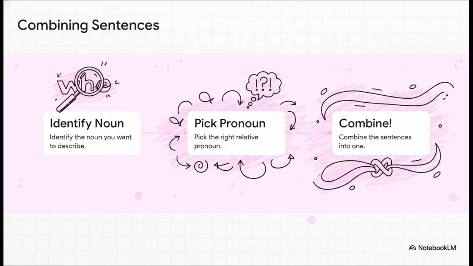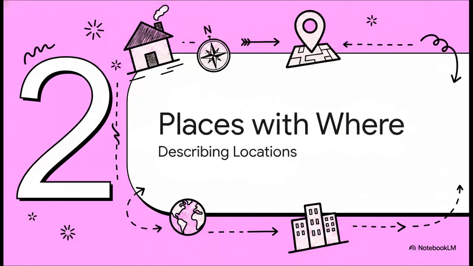Before we get into the specific words, think of this whole concept as a simple three-step formula for seamlessly combining those choppy sentences into one. Step 1, just identify the noun you want to describe. Step 2, pick the right relative pronoun for that exact noun. And Step 3, combine the sentences. Seriously, it really is that systematic. It's like a grammatical math equation. Moving right along to our first specific tool, Section 2, describing places with where.